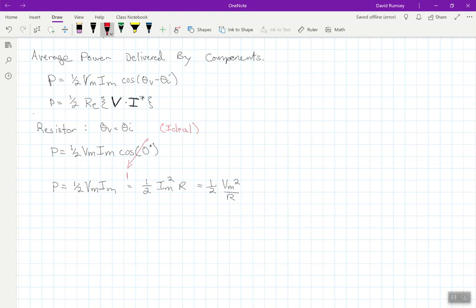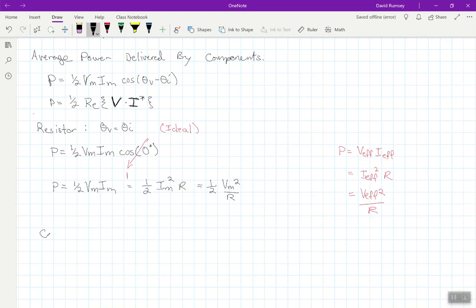Now, I'll put it off to the side here. Remember, if you're given effective values, this would just be V effective times I effective, which would be I effective squared times resistance, or V effective squared divided by the resistance. So that's what average power is for a resistor.